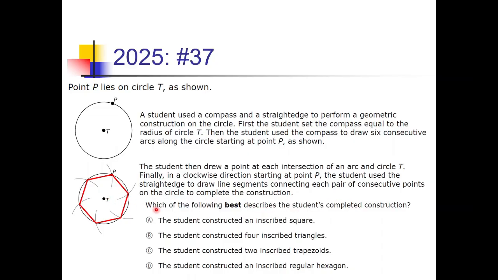This is one where you really literally just have to look at what you just drew here. So it's not a square, it's not 4 inscribed triangles or 2 inscribed trapezoids. It is just an inscribed regular hexagon. That is it. Choice D.